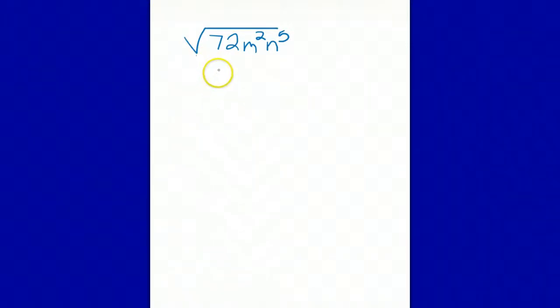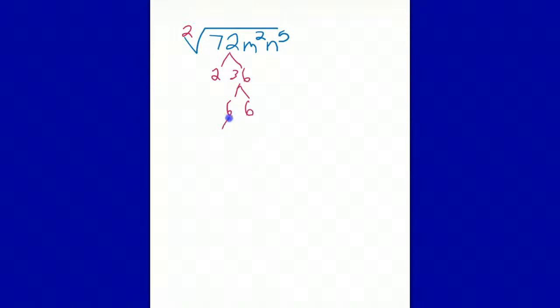We do the square root of 72 m squared n to the fifth. Now remember that we are looking at an index number of 2. We're going to split this off any way to get 72. So I'm going to pick 2 and 36, 6 and 6. Really, you could go further with this factor tree if you wanted to.